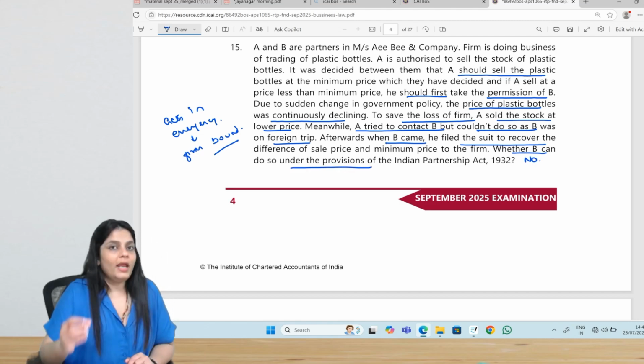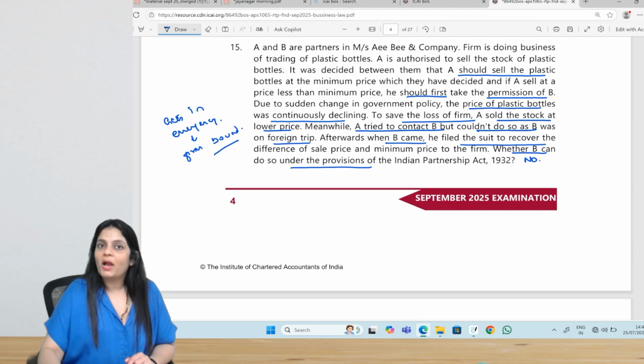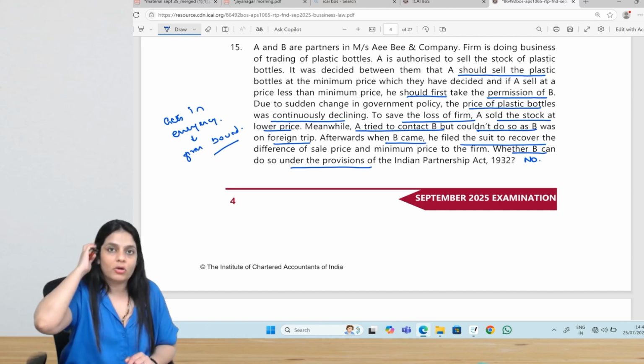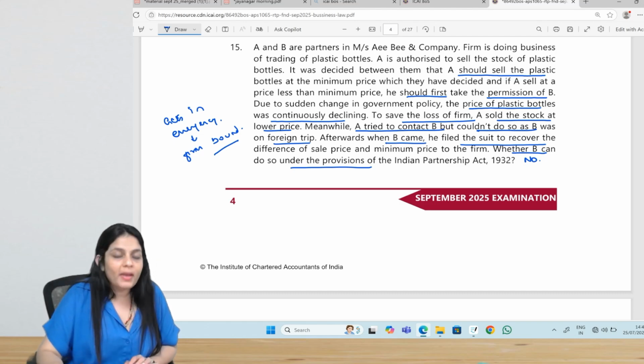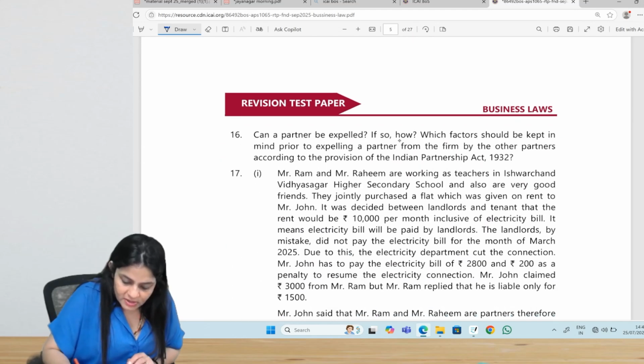The firm is bound. So, can B do so? Absolutely. In an emergency, when a partner acts outside his authority to protect the interest of the firm, the act done by the partner is binding on the other partners, even if it was not in his authority. So, the firm is bound by the act, it is valid, we cannot sue. Can a partner be expelled?